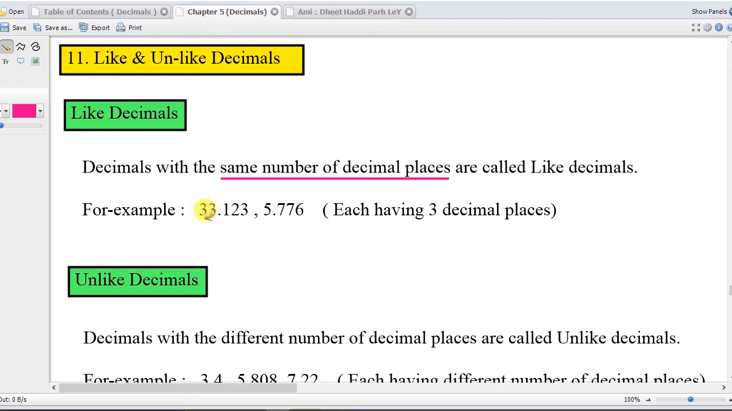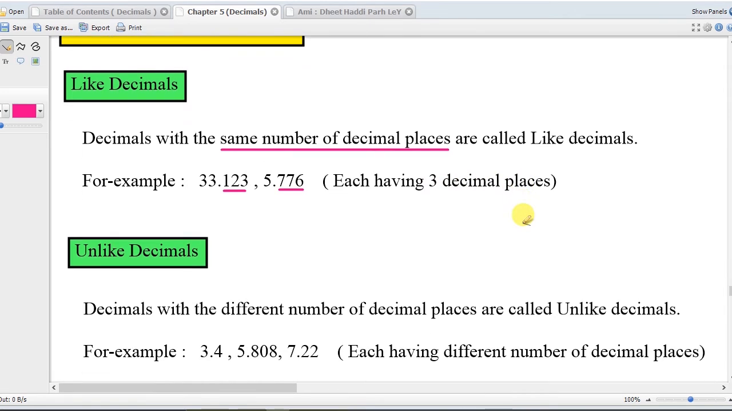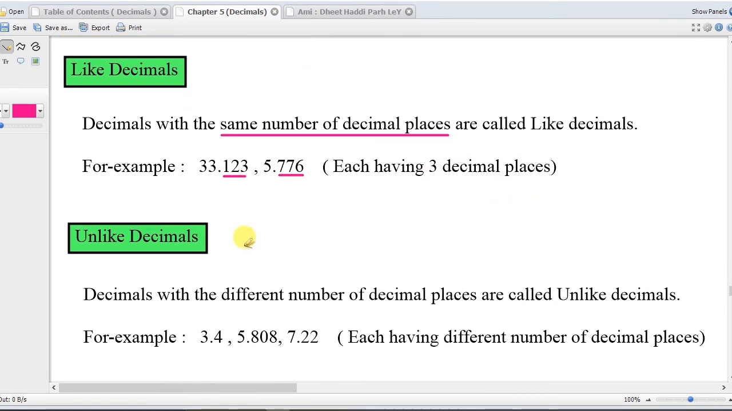If you see, the numbers before the decimal points have different values and different quantities. In the first we have two digits, in the second number we have one value, which is 5. But our concern is the numbers that come after the decimal point, right? They should be the same in order to call them like decimals, so each has 3 decimal places. Okay, and what are the unlike decimals?